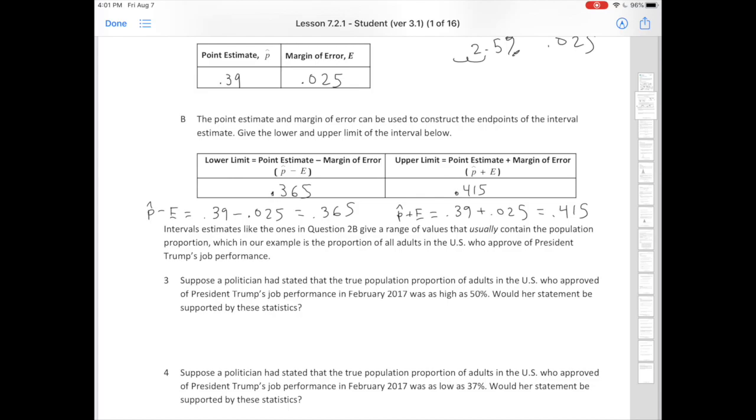So, if a person says that President Trump had a 50% approval rating in this month, would we agree that's possible? Well, given that we have an interval from 0.365 to 0.415, 50% does not belong in there, right? So no, the evidence does not support this claim.